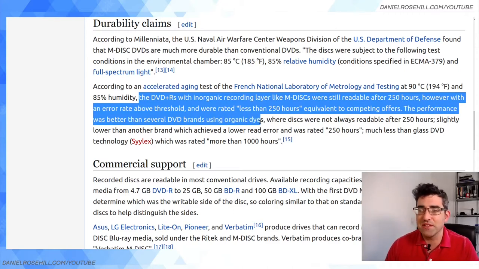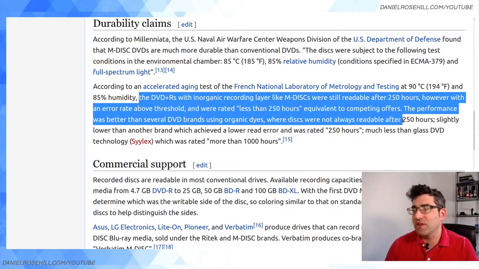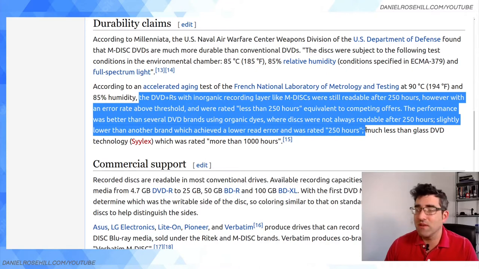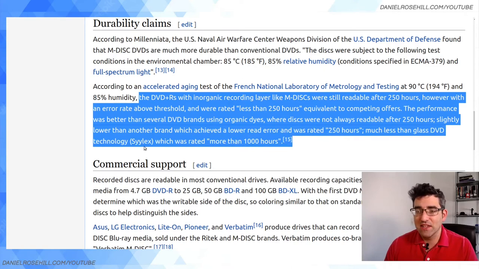That's not surprising. That's the whole thing about these. Where discs were not always readable after 250 hours. Slightly lower than another brand which achieved a lower read error and was rated. So we'll have to find out what that was. Much less than glass DVD technology, Silex, which was rated more than 1,000 hours.